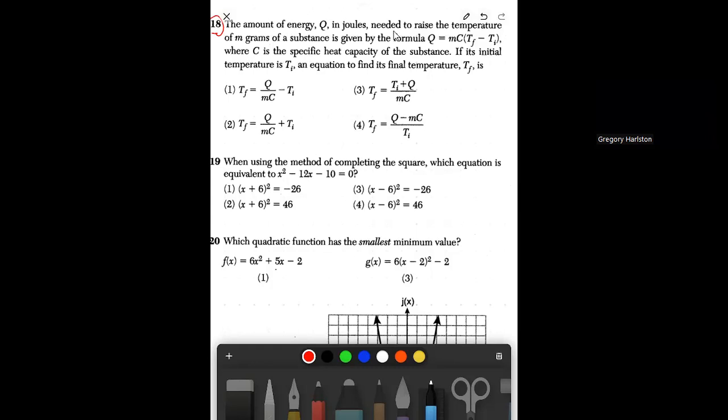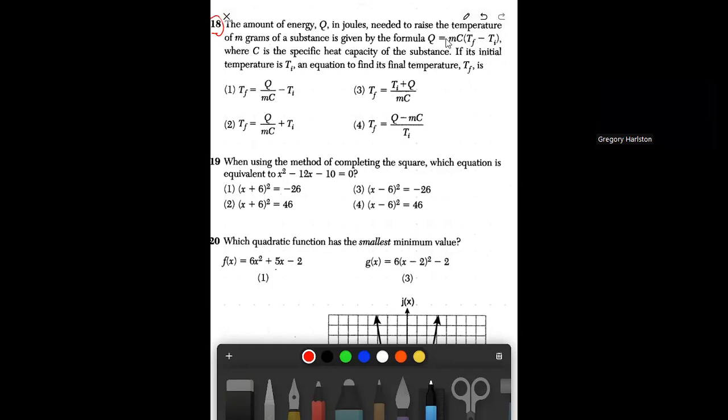it gives us this word problem stuff, but it says that this is the formula that we're using. Q equals M times C times parentheses TF minus TI. Right, so that's the formula for finding the energy. Now, what they want us to do is, instead of having Q by itself, they want us to get TF by itself. So notice on each one of the answer choices, TF is by itself. Now, one of these, if you do all of the algebra correctly, you can get TF by itself.